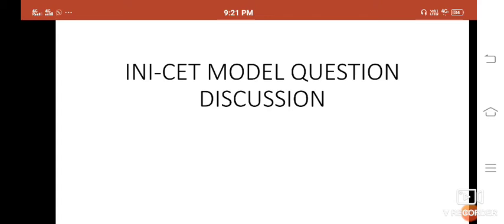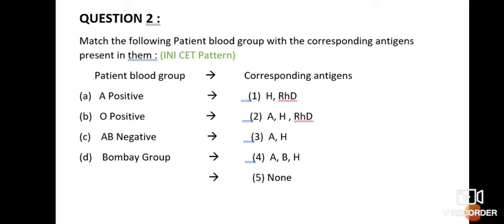Hello all, we are proceeding with our INI-CET questions discussion in transfusion medicine, and today's question will be a kind of match the following, with simple but confusing concepts. We have to match the patient's blood group with the corresponding antigens which are present in them. This seems to be a simple question, but it has some basic concepts which can be confused by the examiners.